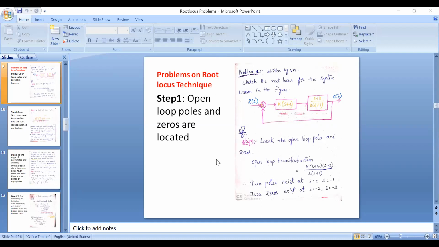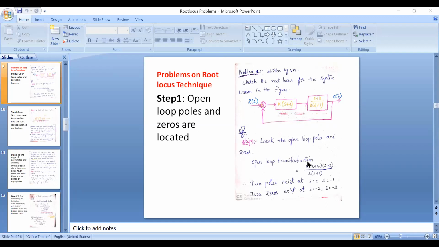Sketch the root locus for the system shown in the figure. So what are you able to observe here? There are two gains here, which are shown by k into s plus 2 by s plus 3, and s plus 3 by s into s plus 1. So what you need to do? First of all, you need to find the open loop transfer function.